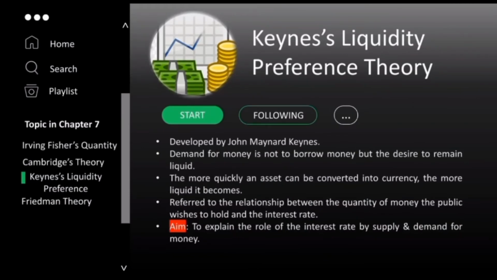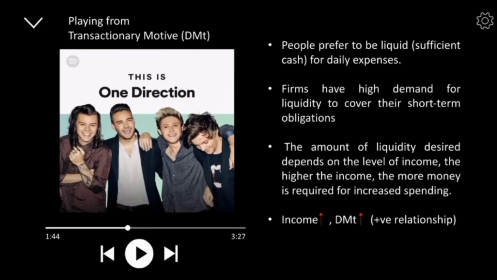It is developed by John Maynard Keynes to explain the relationship between the quantity of money the public wish to hold and the interest rate. In the transactionary motive, people prefer to be liquid, which means they need to have sufficient cash for daily expenses. Meanwhile, firms have high demand for liquidity to cover their short-term obligations. So the amount of liquidity desired depends on the level of income. The higher the income, the more money is required for increased spending.